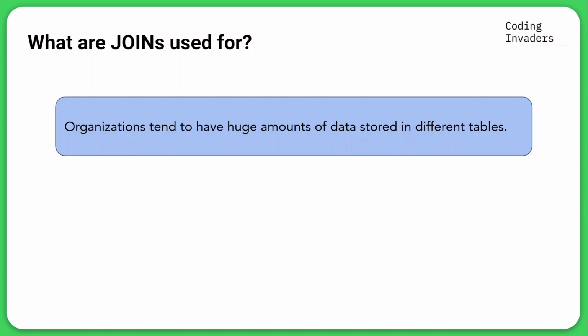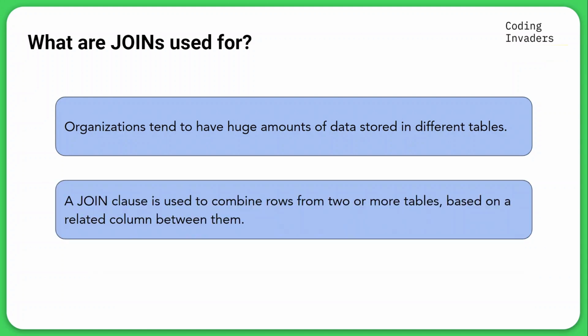Now, when we need some data from different tables, we will need the help of joins. The join clause is used to combine one or more rows from two or more tables based on a related column between them. There are different types of joins which we will cover in subsequent videos. Let's explore inner joins in this lesson.